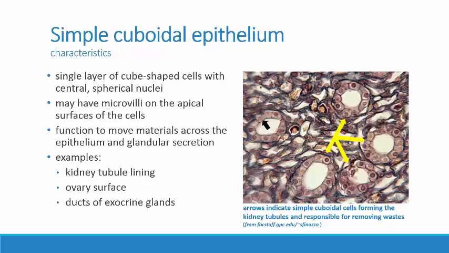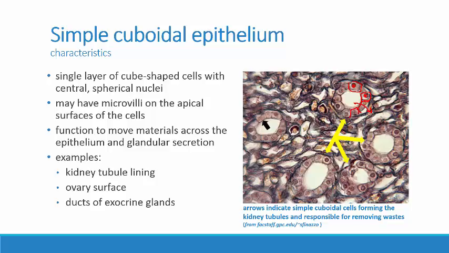A simple cuboidal epithelium, again, has a single layer, but this time the cells are nice and cuboidal shaped. So here you can make out the individual cells very easily, with their big round nucleus centrally located. Sometimes there can be microvilli at the free surface, or the apical surface, of these cells, and generally these function to move materials across the epithelium, or there's a glandular secretion that occurs.